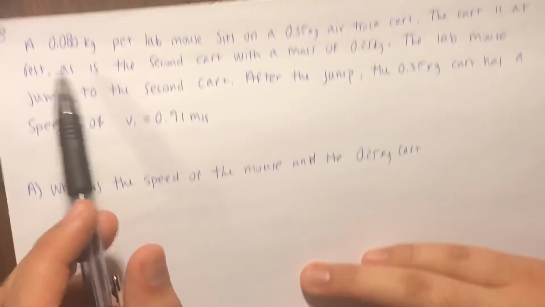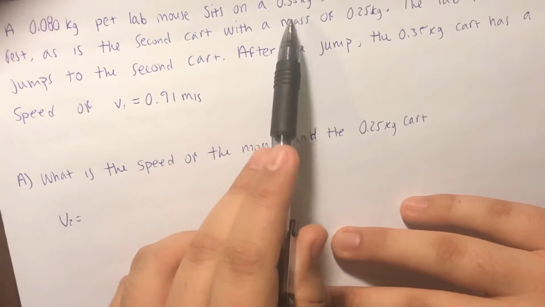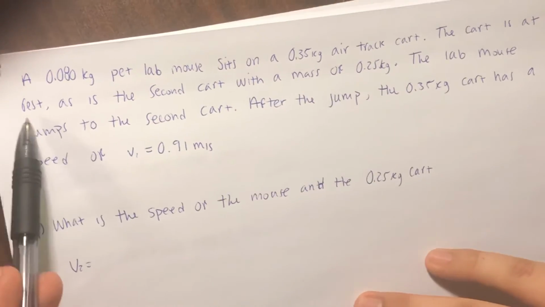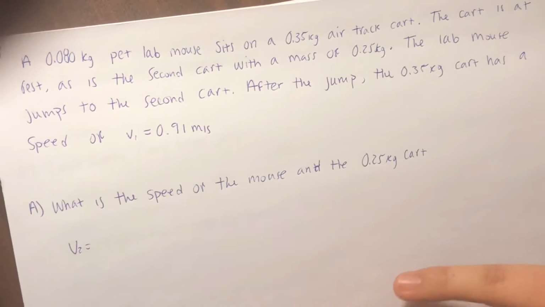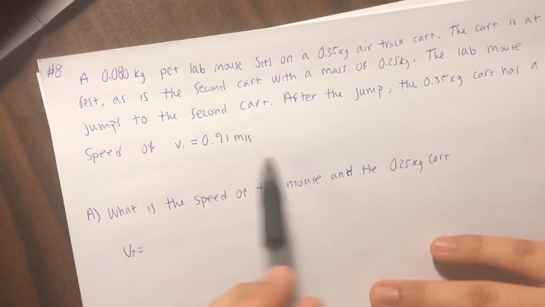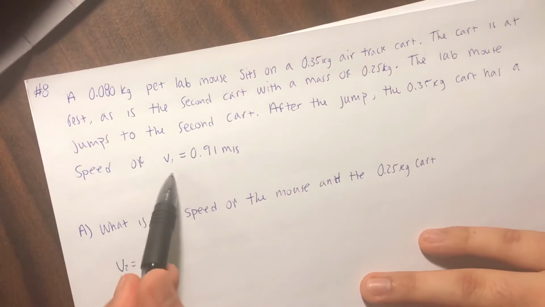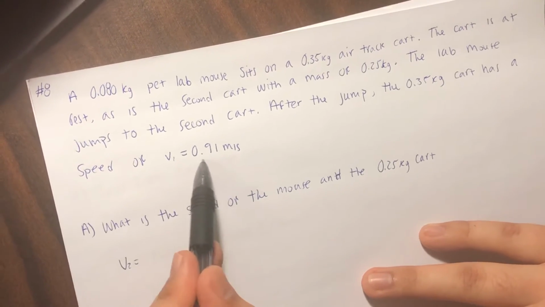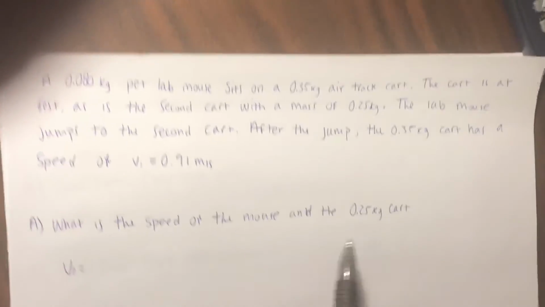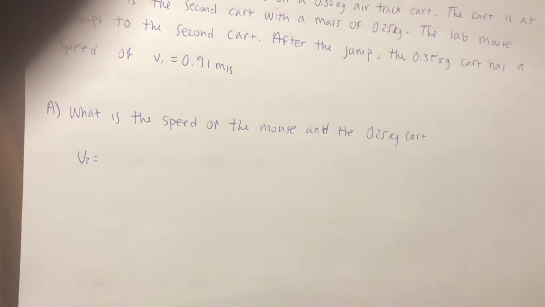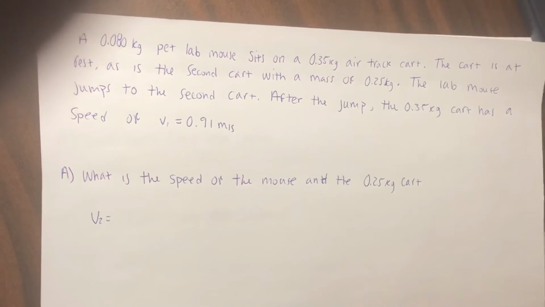A 0.080 kilogram pet lab mouse sits on a 0.35 kilogram air track cart. The cart is at rest, and so is a second cart with a mass of 0.25 kilograms. The lab mouse jumps to the second cart. After the jump, the 0.35 kilogram cart has a speed of 0.91. So the question is, what is the speed of the second cart with the mouse? So it's asking, when the mouse jumps to the second cart, what is the speed of the second cart?